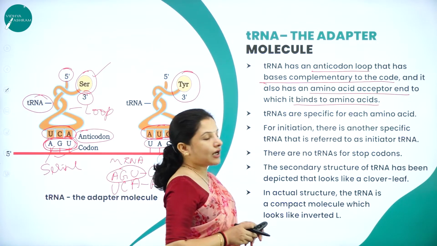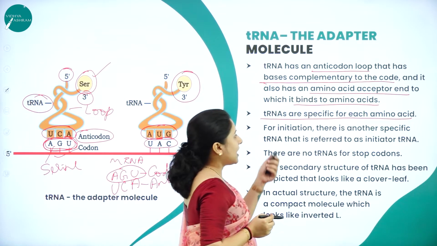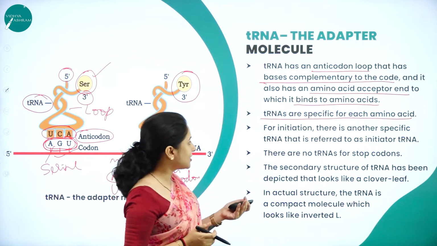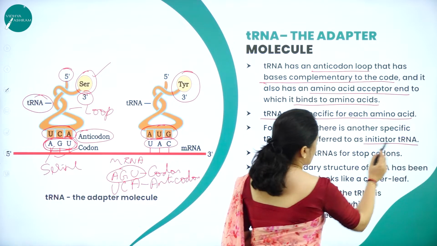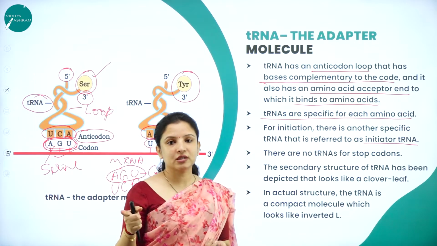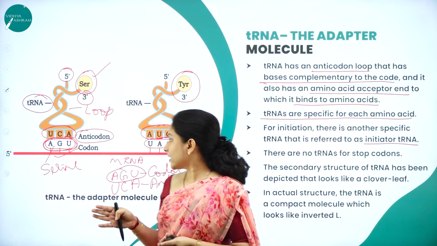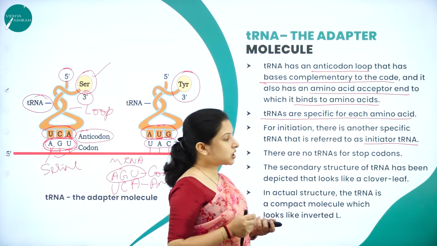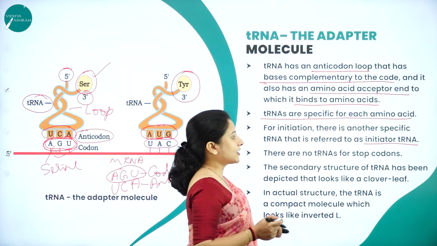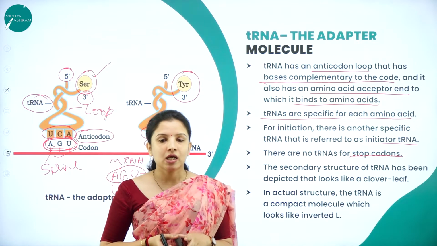tRNAs are specific. As I told you, they are specific for each amino acid, and for initiation there is another specific tRNA referred to as the initiator tRNA, for the AUG. AUG is an initiator codon, right? There also a particular tRNA is present, and it is called the initiator tRNA. And there are no tRNAs for stop codons. Stop codons do not require any tRNA.